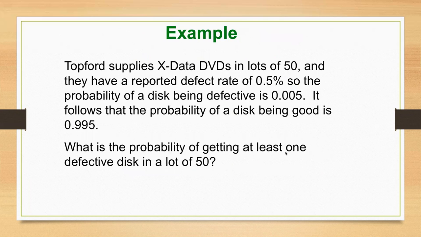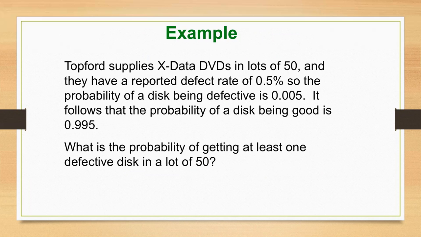Topford supplies data DVDs in lots of 50, and they have a reported defective rate of 0.5%. So the probability of a disk being defective is 0.005. It follows that the probability of a disk being good then is 0.995. Okay, what is the probability of getting at least one defective disk in a lot of 50?